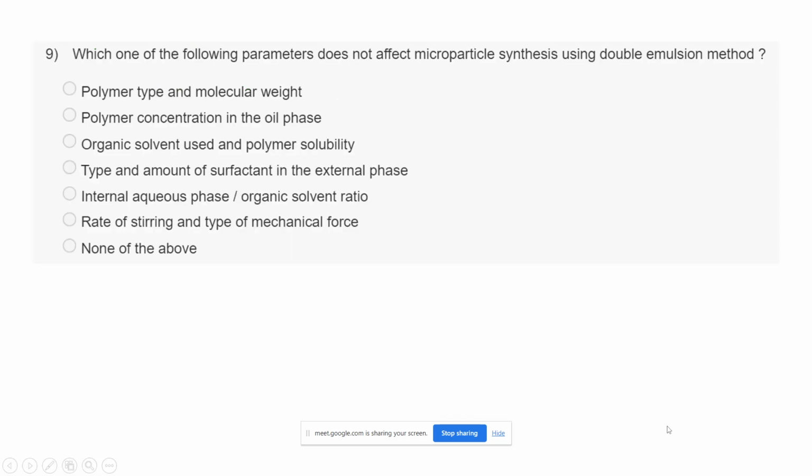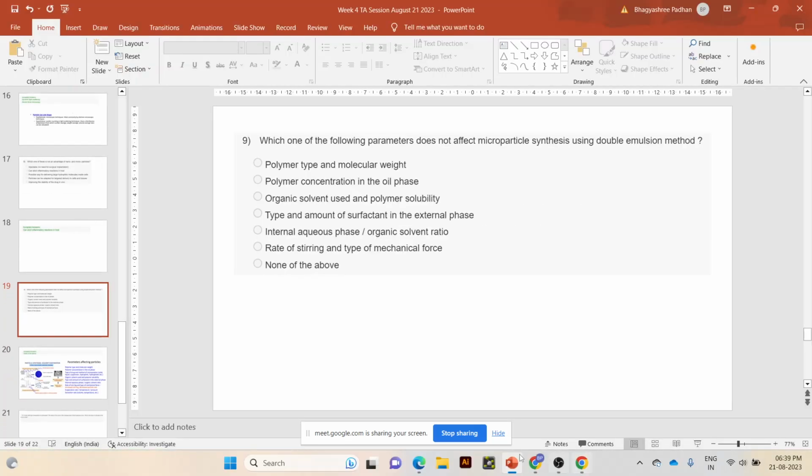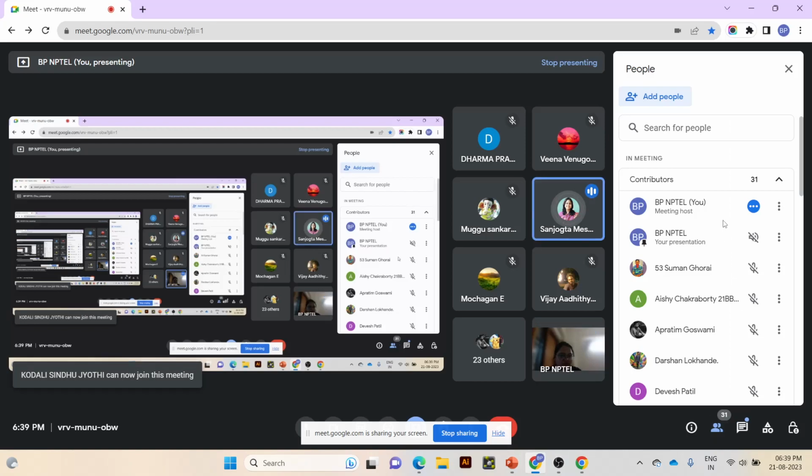Okay, we'll move on to the next question. Which one of the following parameters does not affect microparticle synthesis using double emulsion method? Which of the following does not affect microparticle synthesis? None of the above. Last option, ma'am. Okay. Anyone else? None of the above.